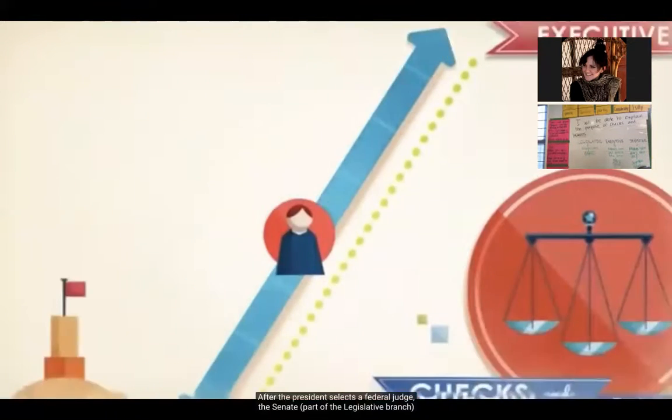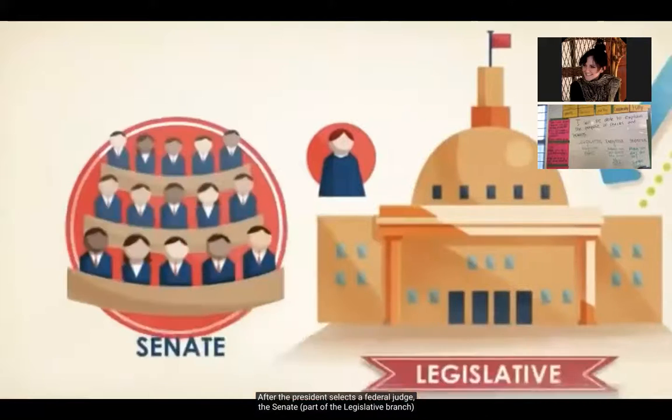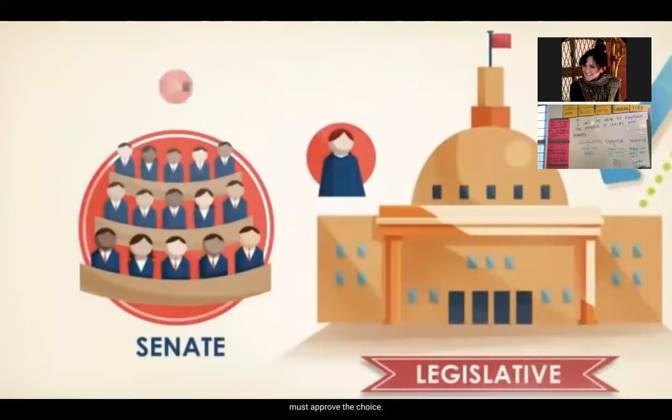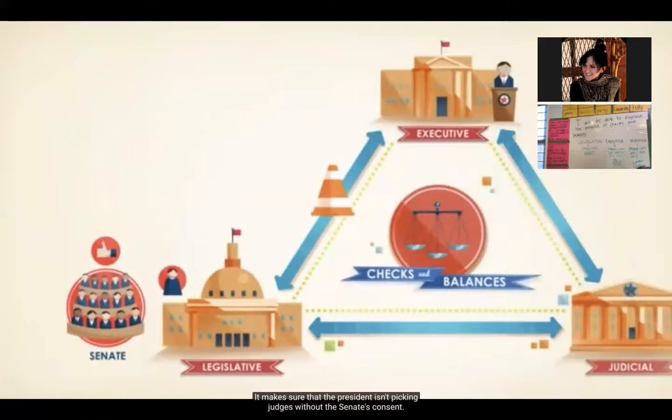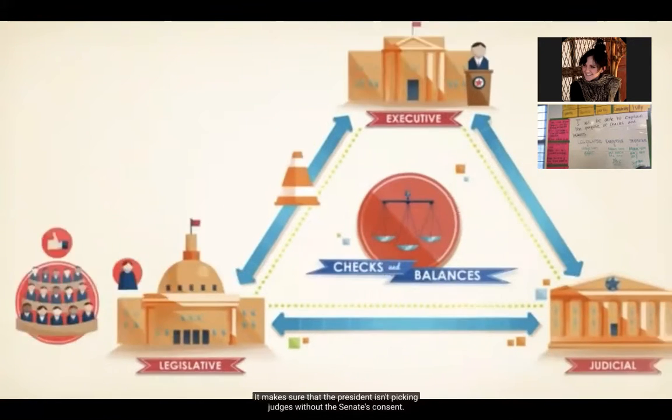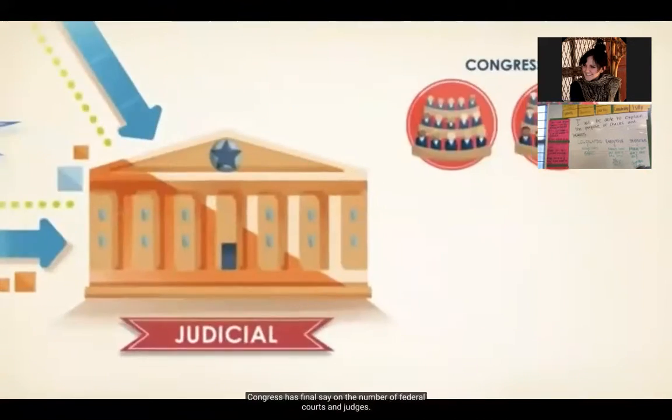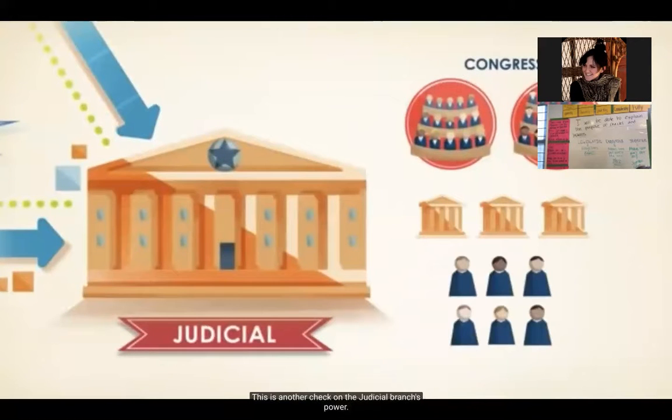After the president selects a federal judge, the Senate, part of the legislative branch, must approve his choice. This is a check on the executive branch. It makes sure the president isn't picking judges without the Senate's consent. Congress has final say on the number of federal courts and judges. This is another check on the judicial branch's power.